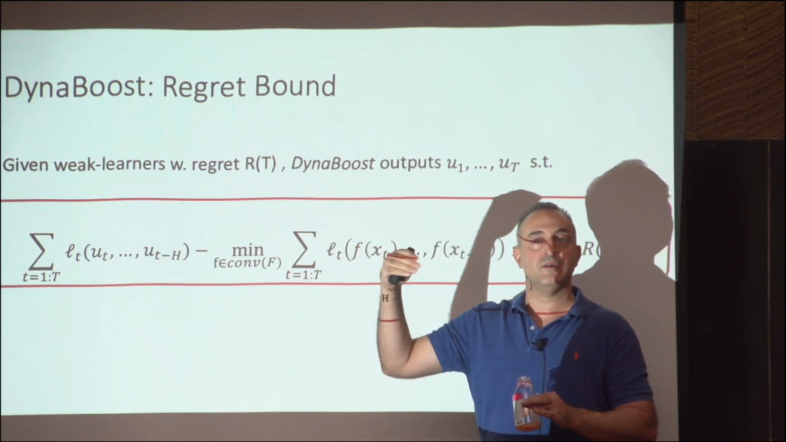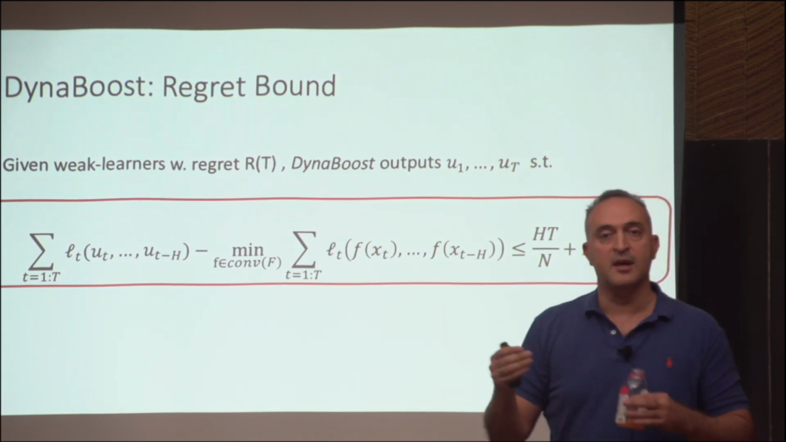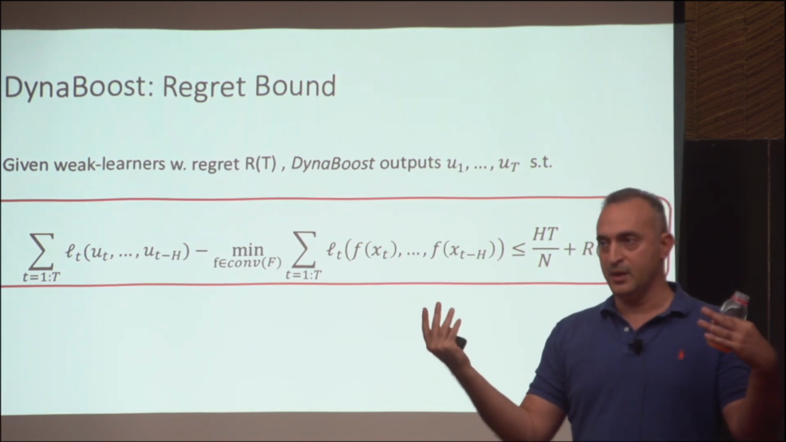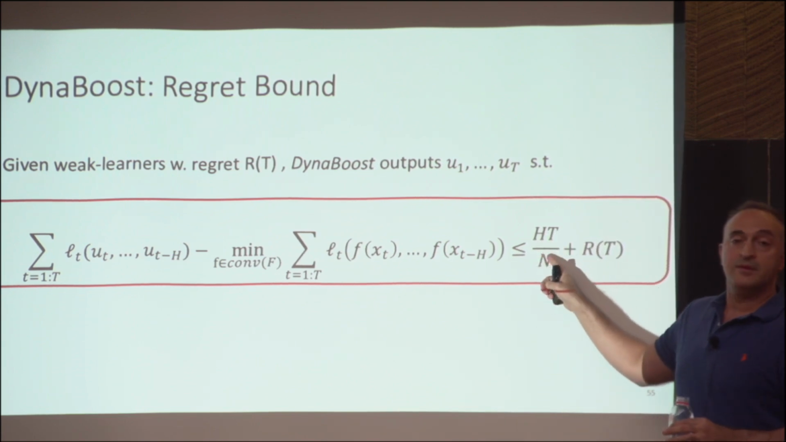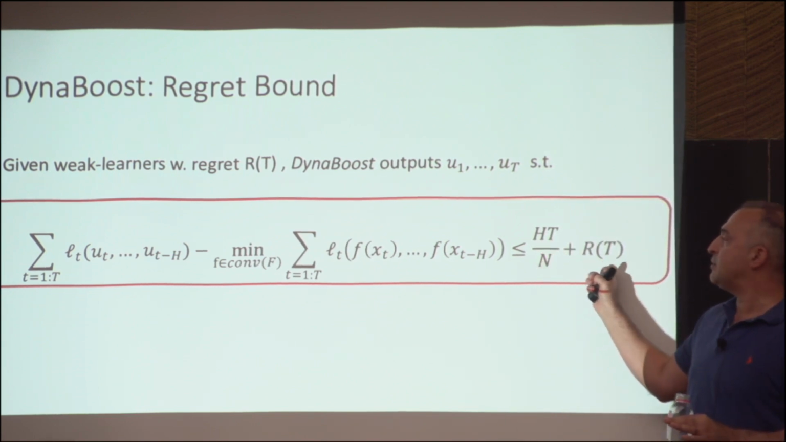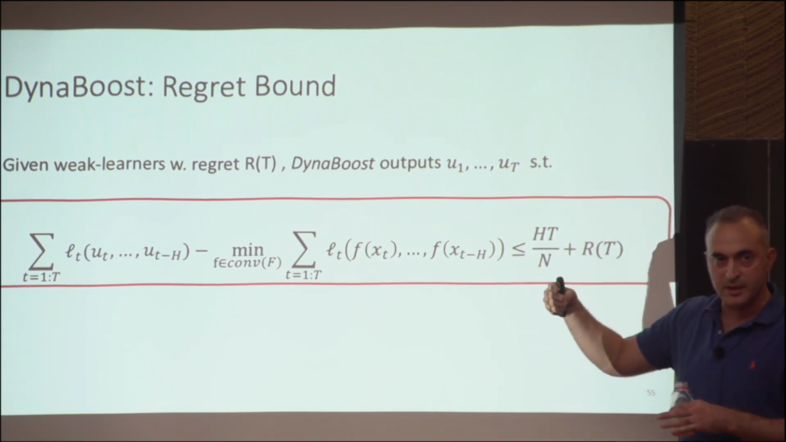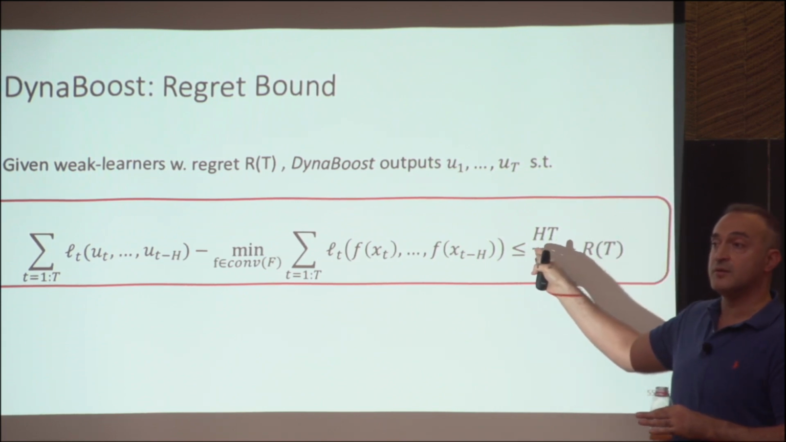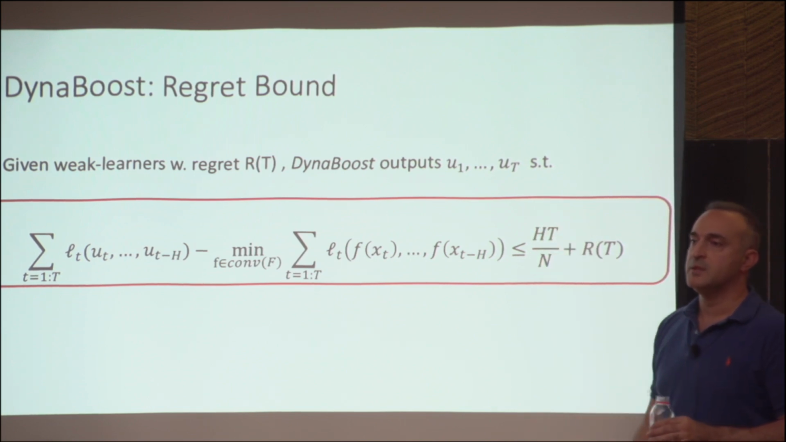Each one individually guarantees something compared to some policy class. I can now compete with a larger class. And the price that I'm paying is this one. It doesn't come for free. I have the same regret bound, but plus a term that depends on the number of weak learners I take and on the history and so on. I don't need to know the history ahead of time.